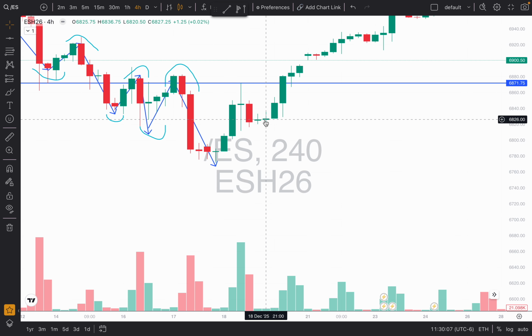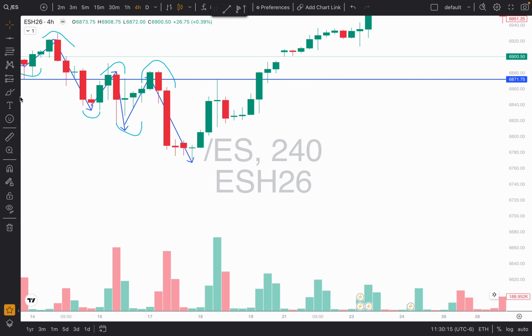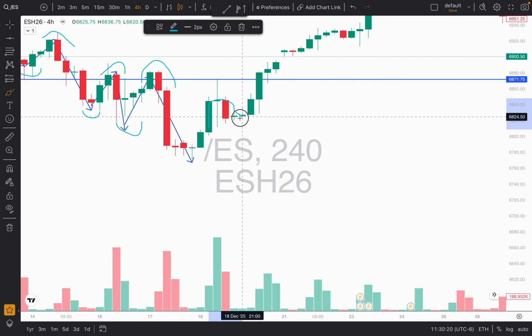A lot of the times, and don't get confused with this, price will have this swing high, and instead of the candle closing above it, it would just wick above it and then come back down, right? So what does this look like? So boom, we have a swing high, and that swing high gives us a high point, right?